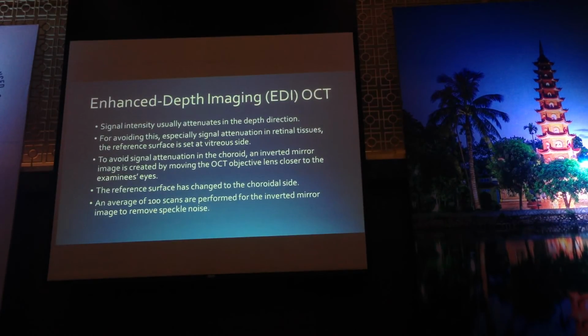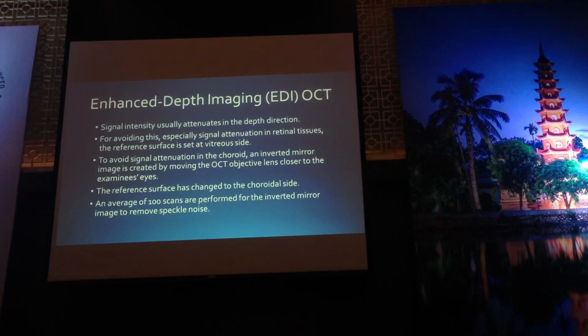However, if you want to avoid this, especially if you want to avoid the signal attenuation in the retinal tissues, you have to set the reference surface. And normally, if you visualize retinal tissue, the reference surface that you set is at the vitreous side. That way, you're going to have a high quality image of the retina.